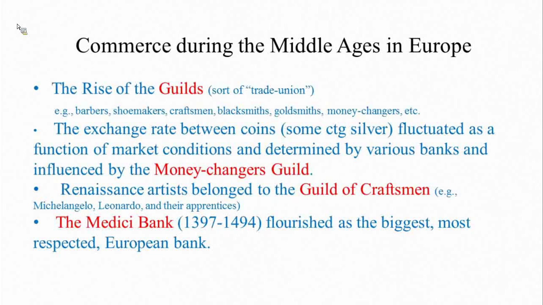So what else happened? The rise of the guilds. These are sort of trade unions, guilds. There were guilds for every profession known. Barbers, shoemakers, craftsmen, blacksmiths, goldsmiths, and money changers belonged to guilds, right? And these guilds basically regulated what went on in that business. So barbers could charge, let's say, I don't know, $1 soldo for a haircut. They all agreed, oh, we all charge $1 soldo for a haircut, right?